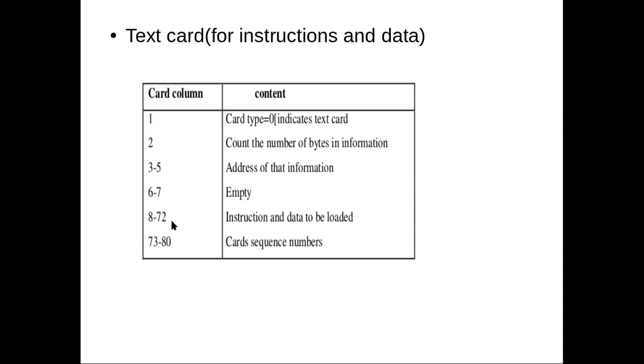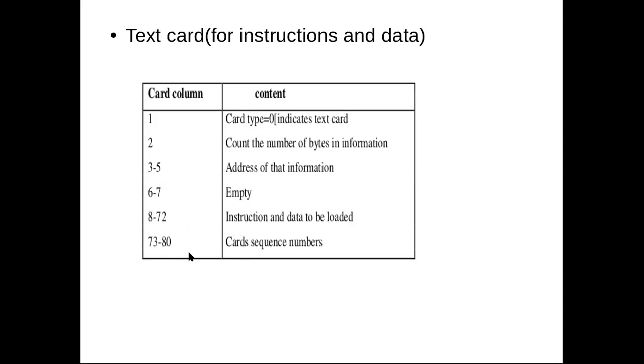Then columns 8 to 72 actually contain the converted machine language instructions and data to be loaded into the memory. So the real data and the converted machine language instructions occupy columns 8 to 72. Then this data will be loaded at the address specified in columns 3 to 5. Then columns 73 to 80 specify the card's sequence number. Like this, we will have many cards, so the sequence number will be specified in columns 73 to 80.